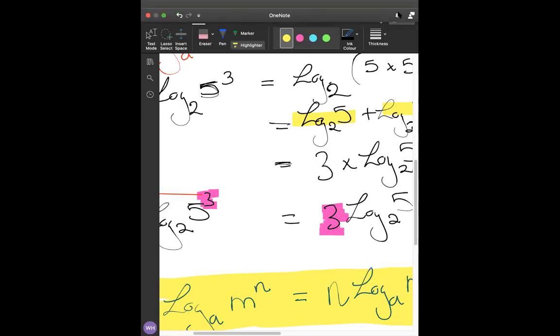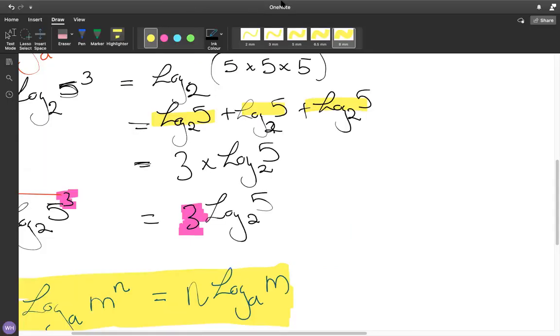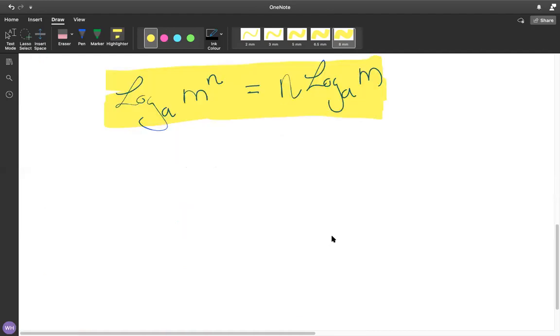Okay, hope you have written it. So if you consider some examples regarding this, write some examples of this law. Logarithm of 12 to the base 5 to its power 3 can be written as 3 log 12 to the base 5.